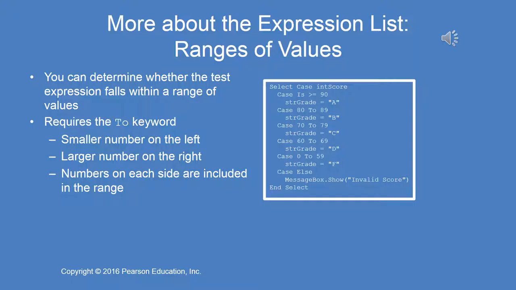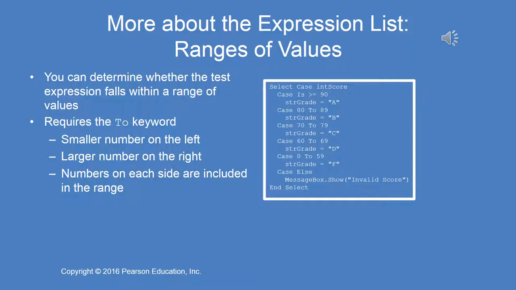Case statements also, in addition to the Is keyword, allow us to use the To keyword. And that will determine whether the test expression falls within a range of values. So here's an example, mixing and matching Is and To. It's to calculate a letter grade from a numeric average or score. So the value used for the initial select case expression is int score. One will assume that's a score on a specific assignment or maybe a group of assignments.